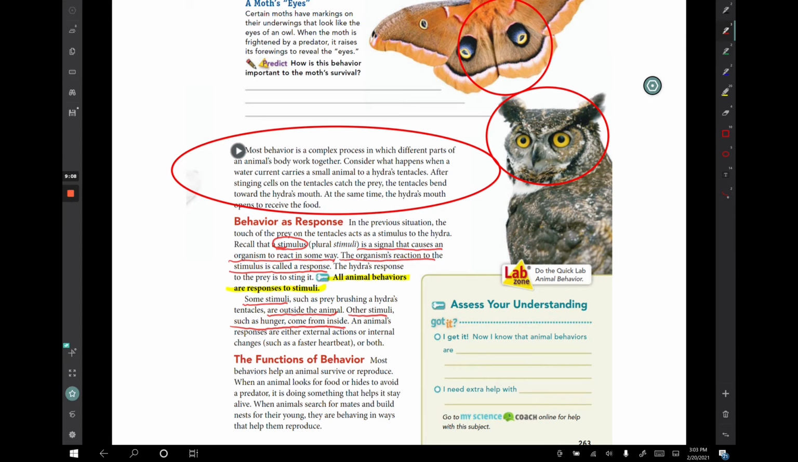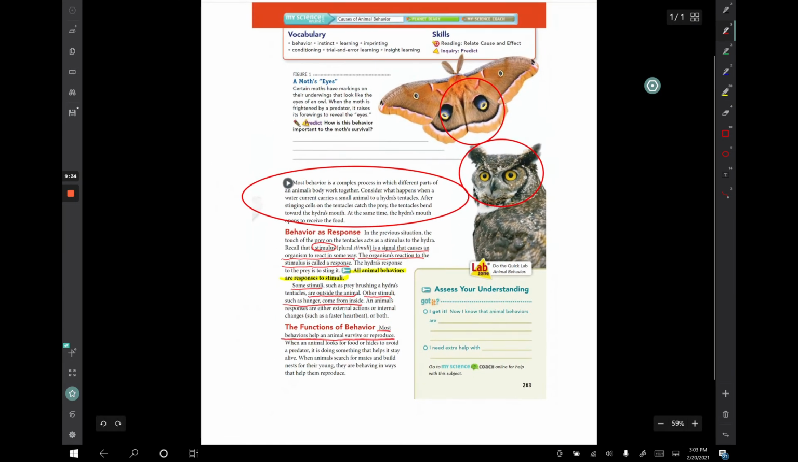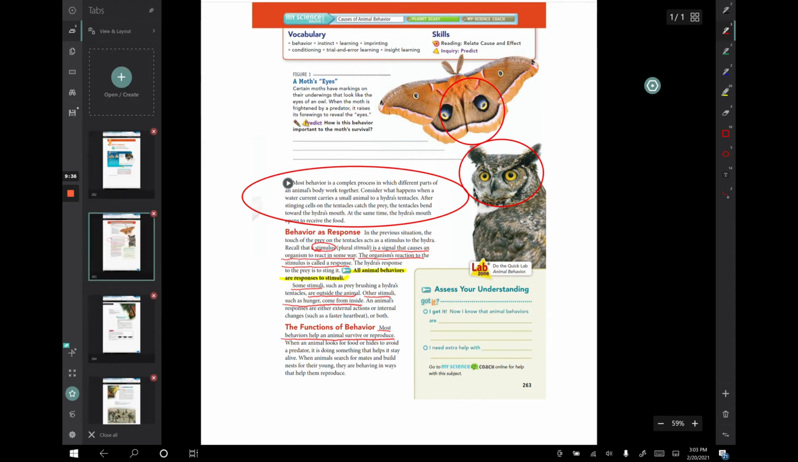So what is the function of behavior then? Most behaviors are for the purpose of helping the animal survive or reproduce. So when an animal goes out and looks for food or hides to avoid a predator, it's doing something to help it stay alive. When it's searching for a mate or it's building a nest to take care of its young, it's behaving in a way that is going to help it reproduce.